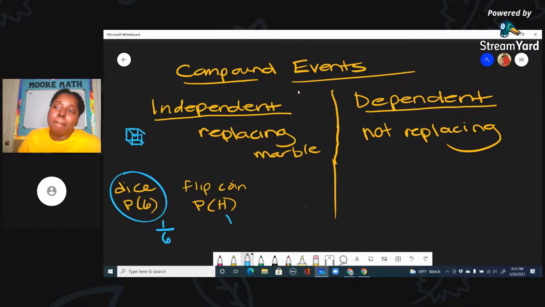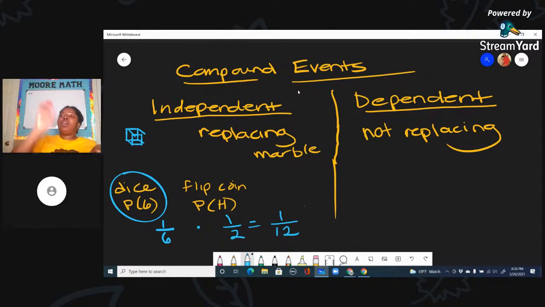1 out of 2. Good. And what am I going to do with these 2 fractions? Multiply them. Excellent. And 1 times 1 is? 1. And 6 times 2 is? 12. Woohoo! Awesome. Okay.